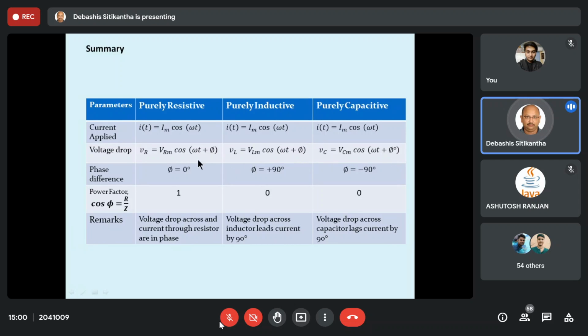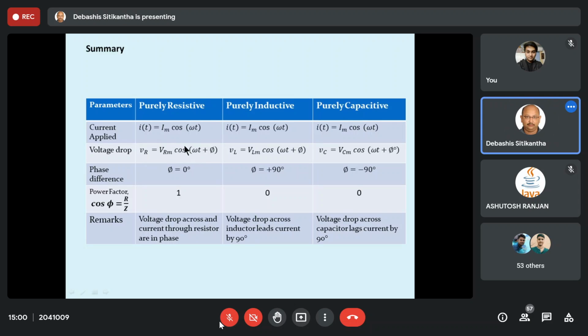Now let us see for ourselves what the values of this phi are in each of these cases. As you know, phi is nothing but your phase difference. So obviously in a purely resistive circuit, the phase difference is 0 degrees. So this equation can be rewritten as VR is equal to VRm cos omega t.